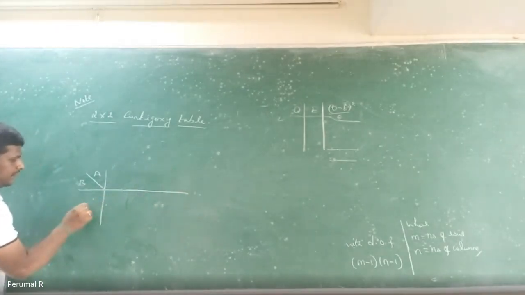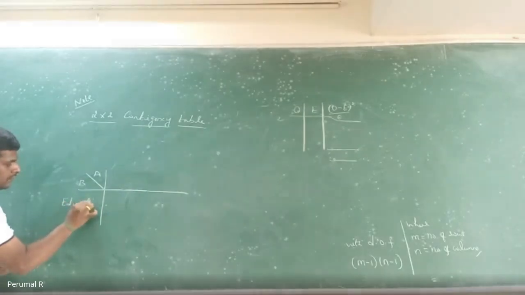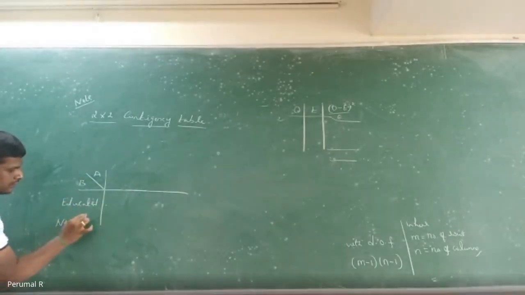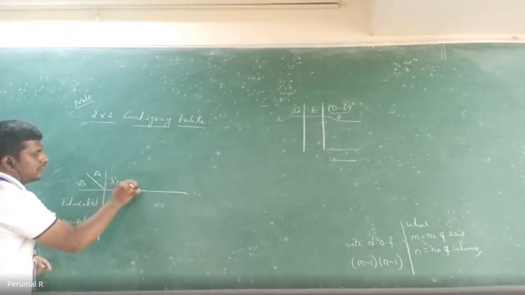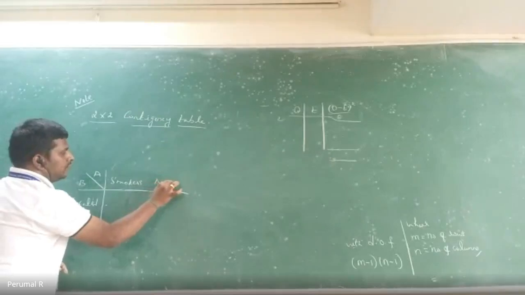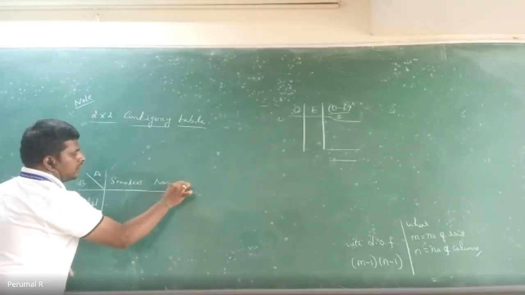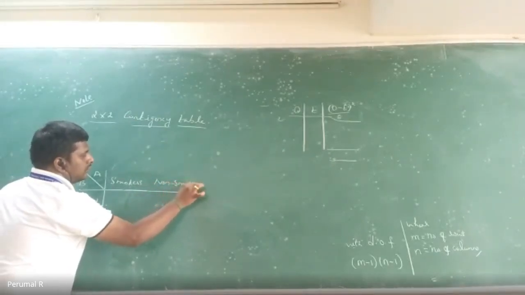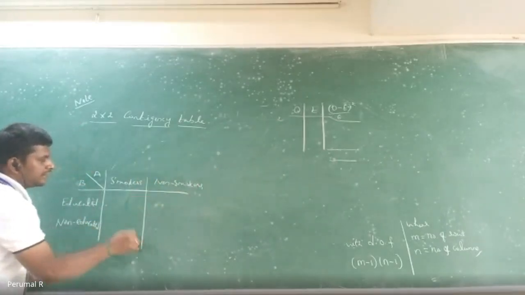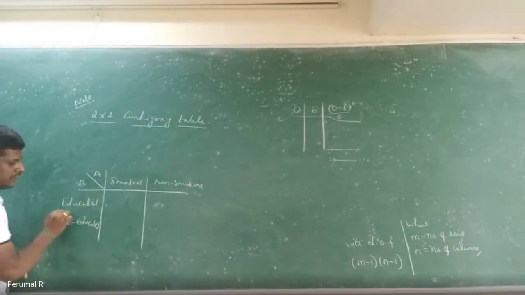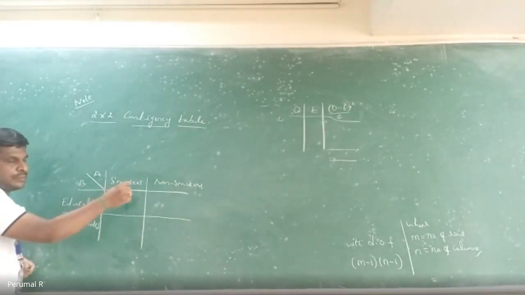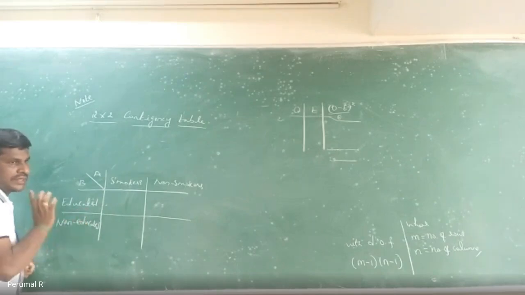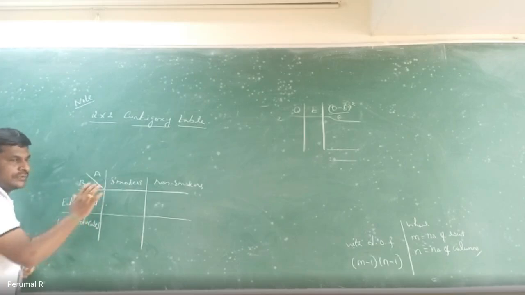For example, here we have educator and non-educator, and smokers and non-smokers. So we have 2 attributes given in that way. The question asks: is there any relation between smoking habit and education? Is there an independence relationship between education and smoking habit? That is what the question is asking.